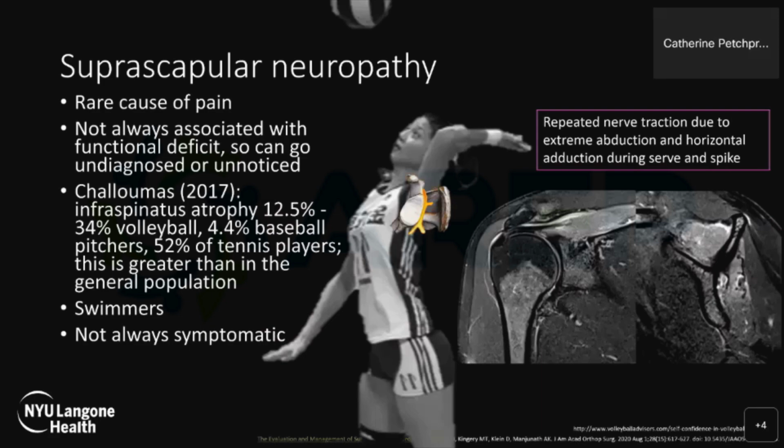For volleyball players, the serve and spike motions can repetitively place the nerve in traction. In these cases, we may only see the sequelae of denervation, with edema in the supraspinatus and infraspinatus muscles, but no mass effect or compression upon the suprascapular nerve.